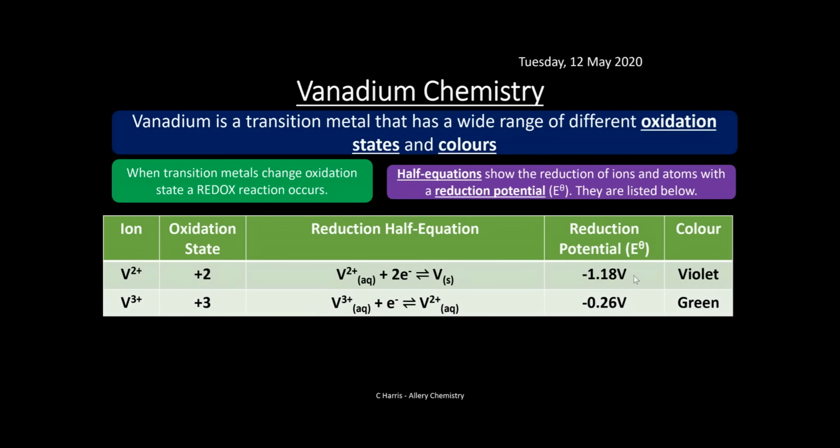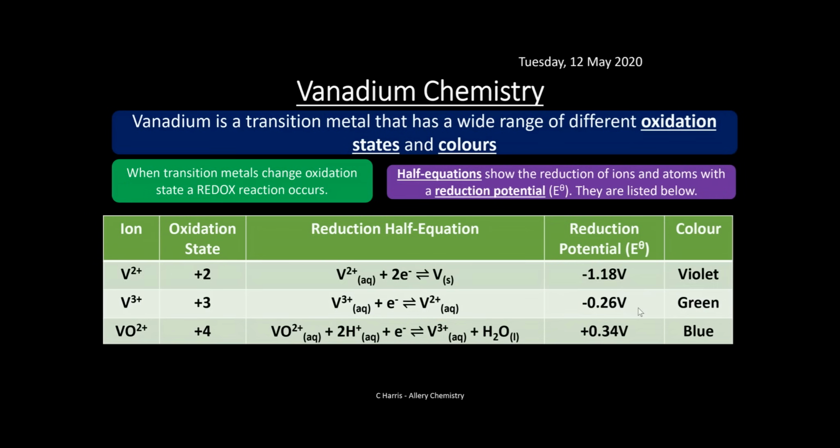The next one is V3+. V3+ has an oxidation state of +3. You don't need to know these figures, obviously, but you do need to know the oxidation state and the colours associated. V3+ going to V2+ is minus 0.26 volts, and this is a green colour.